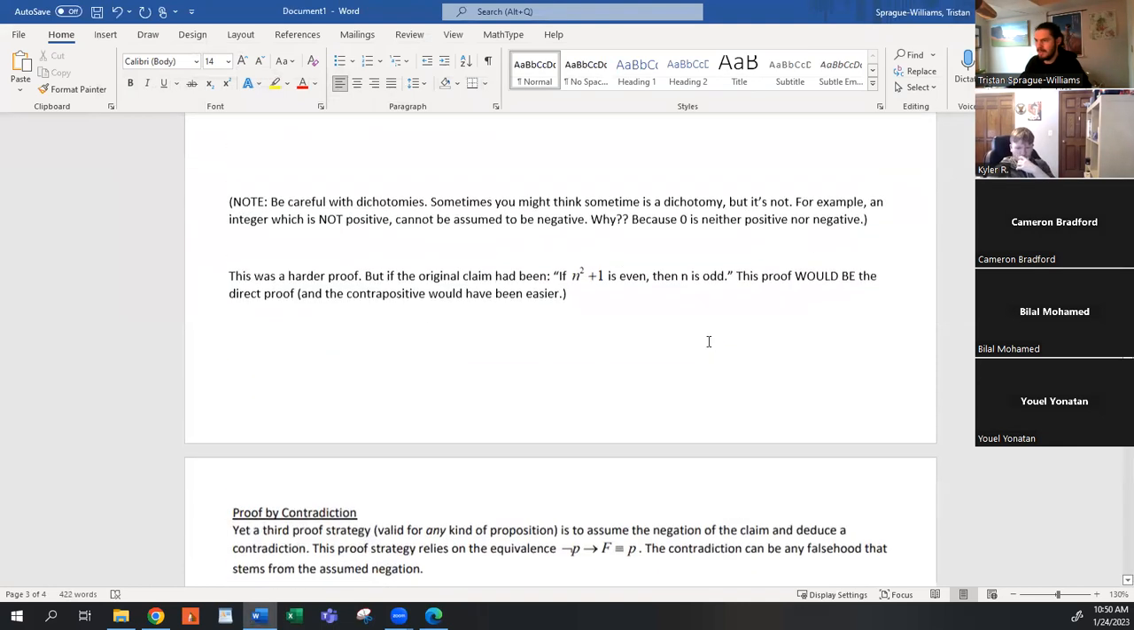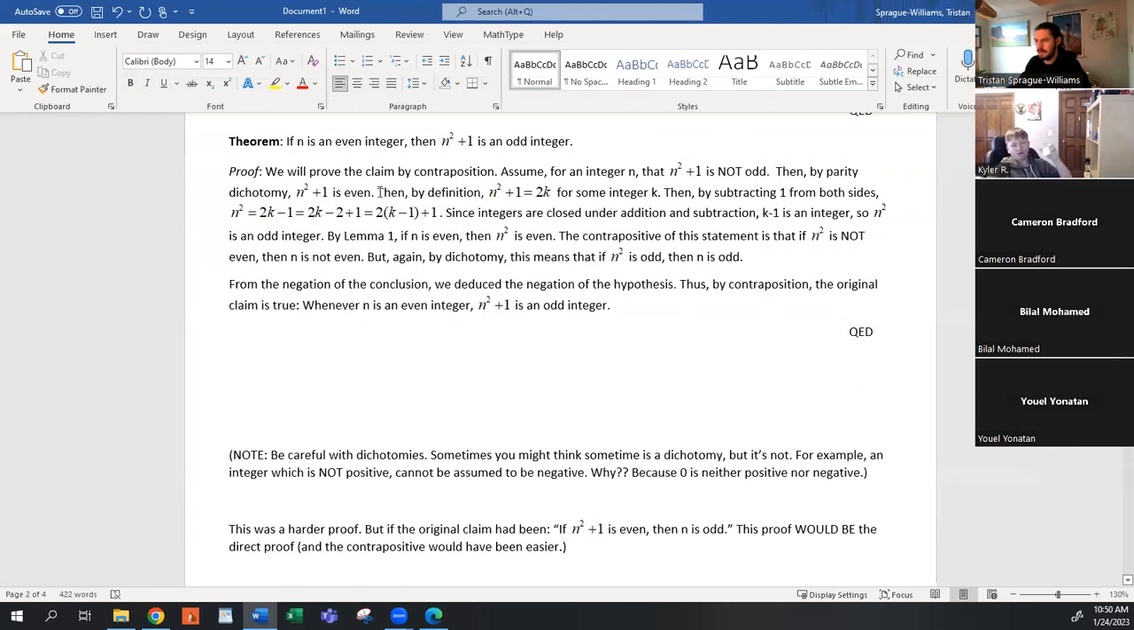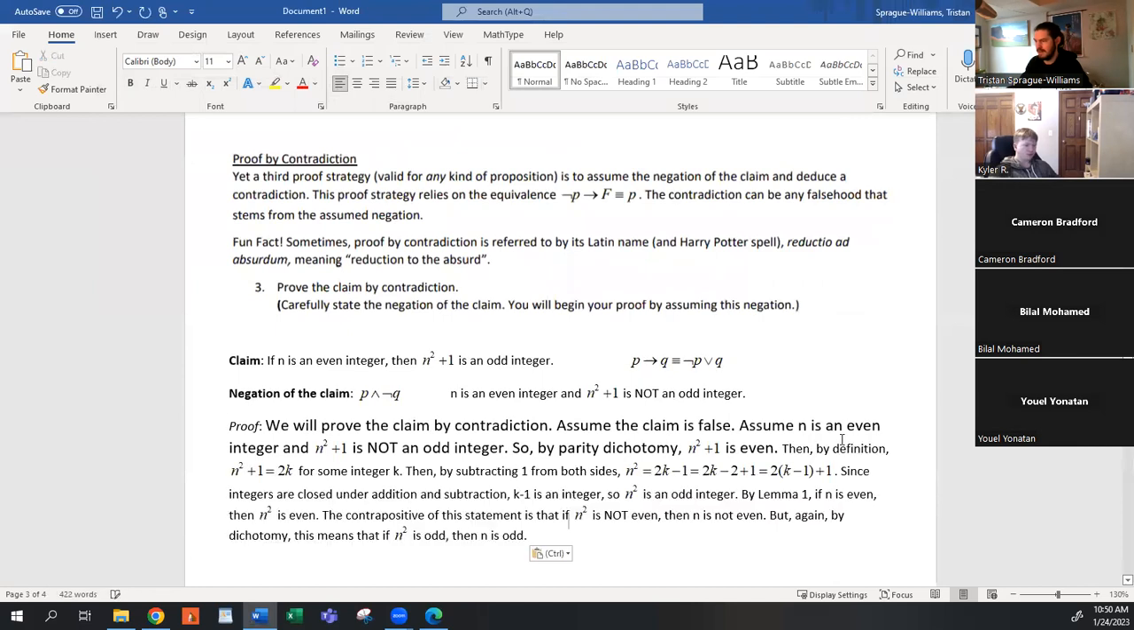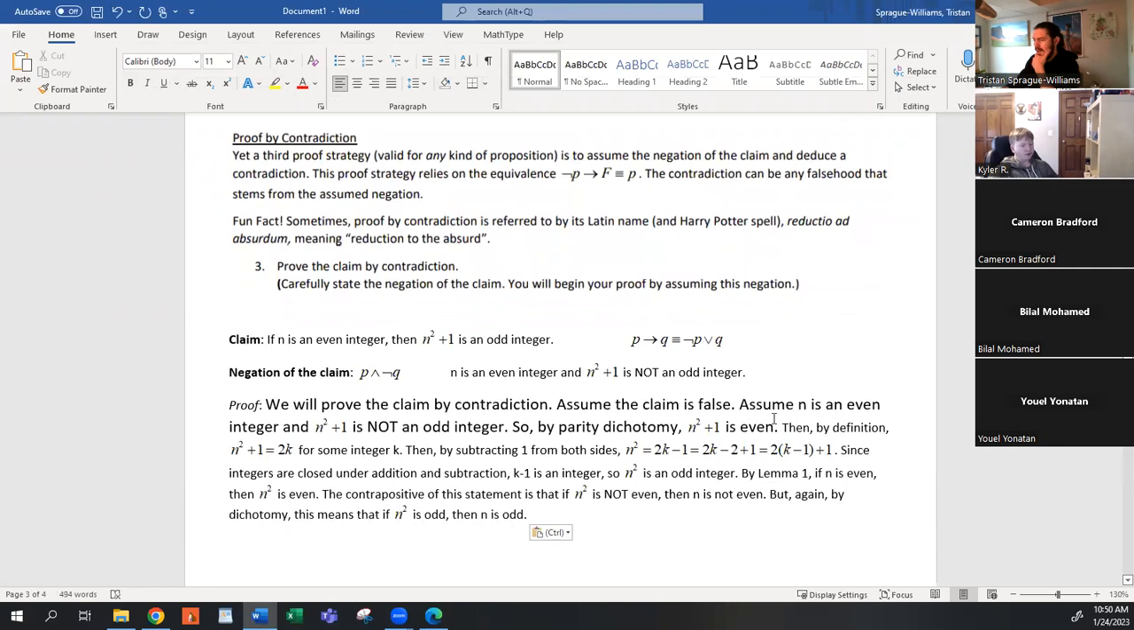So I'm going to scroll back up here. We were able to prove earlier that if n squared plus 1 is even, then n is odd. I'm going to copy that whole part right there and stick it down here. So we proved earlier, if n squared plus 1 is even, then n squared plus 1 is 2k. And from that, we were able to show that n is odd, okay?